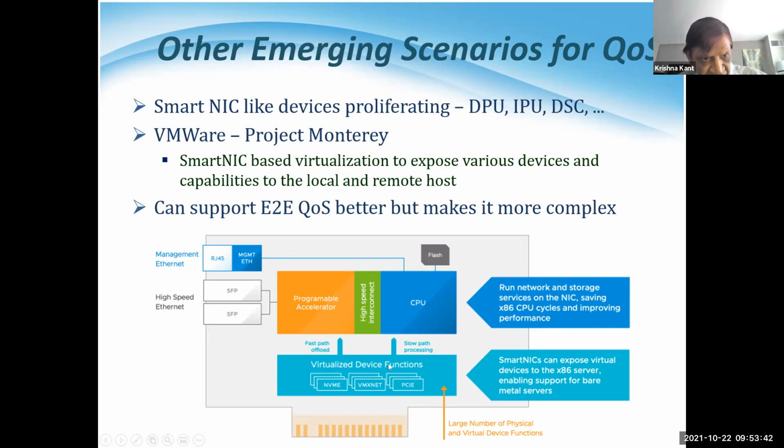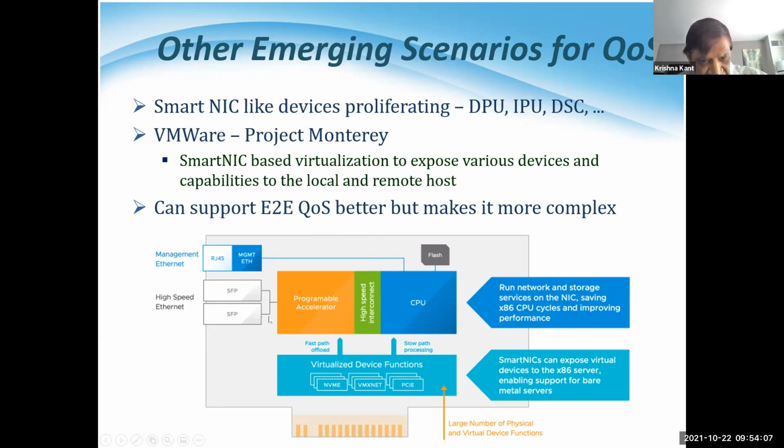So what VMware is trying to do is run their entire virtual machine in the NIC itself, and then provide a lot of functionality through the NIC, what used to be in the CPU. So the CPU is no longer dealing with these infrastructure functions, whether they are storage or networking. The CPU does its heavy duty processing.